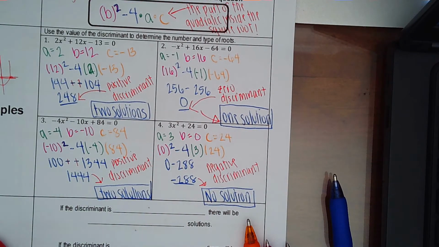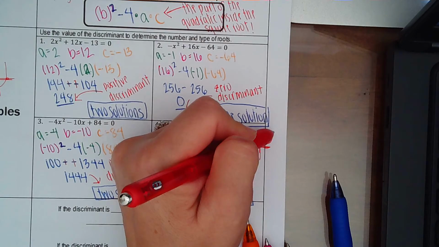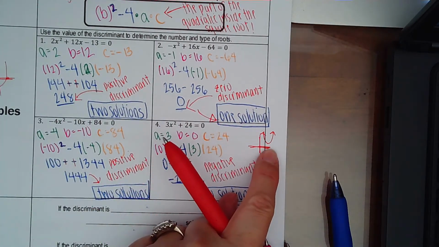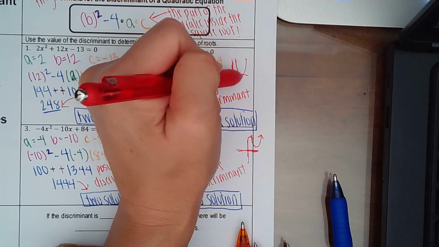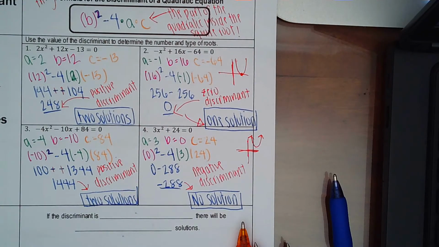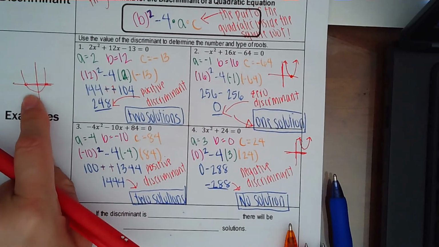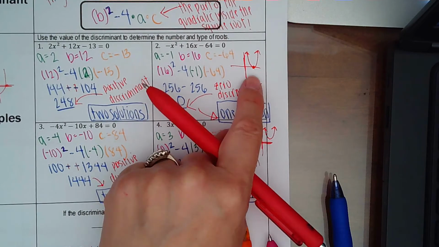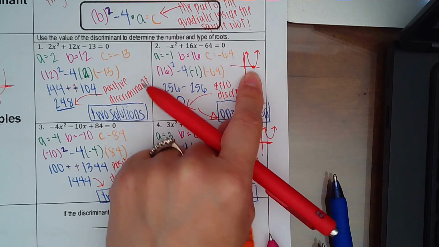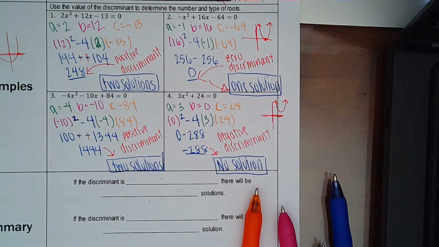So if you were to graph it, just go ahead and sketch it over the side. It would be floating off in space somewhere, right? It would never be touching your x-axis. A 0 discriminant would mean that your vertex is on your x-axis at some place. Okay, so 2 solutions, it touches it at 2 places. That's a positive discriminant. 0 discriminant is 1 solution. Your vertex is on your x-axis, just 1 point. And no solution is a negative discriminant, and it's just floating above or below your x-axis.